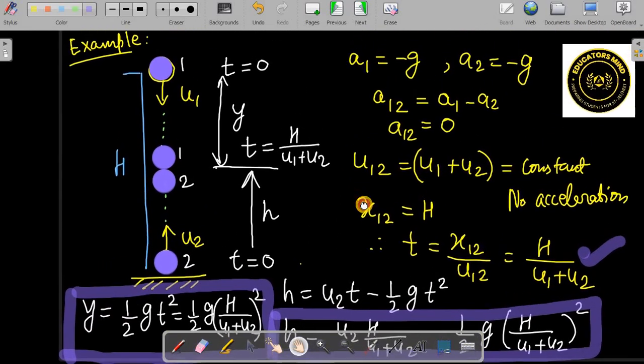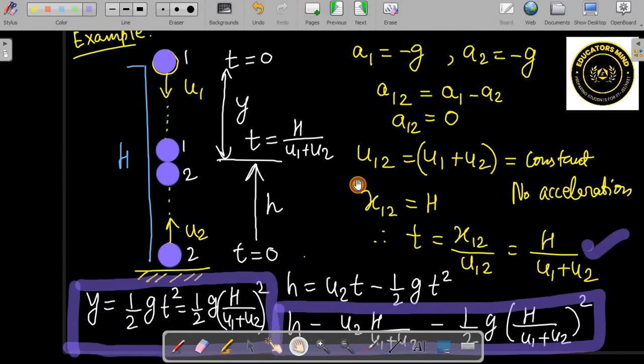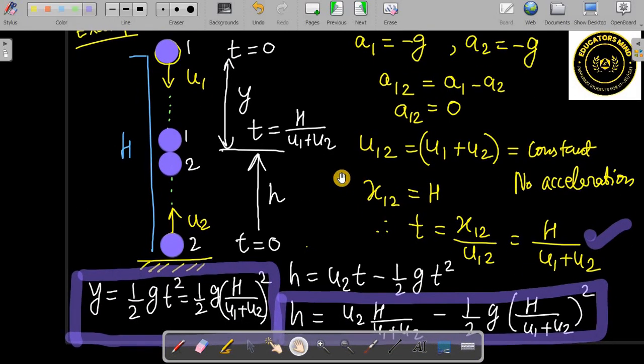So this is one example which is generally asked in problems. I hope you have understood motion under gravity and relative motion in one dimension. I have given an idea of two dimensions also, but we'll discuss that afterward in more detail.